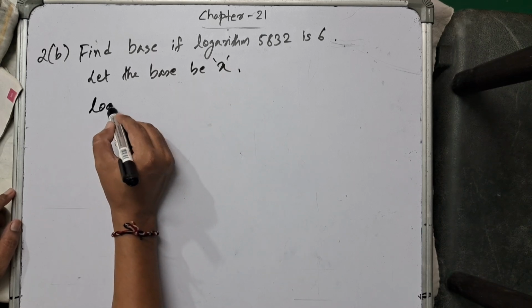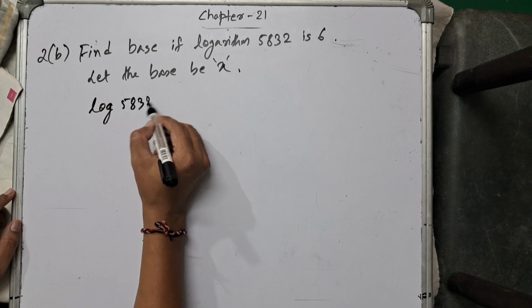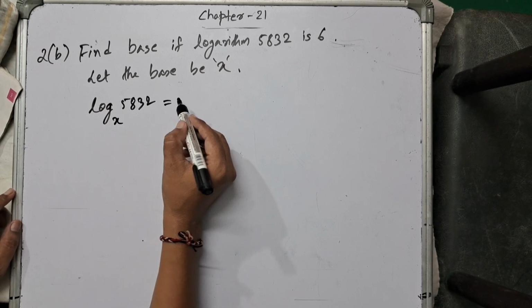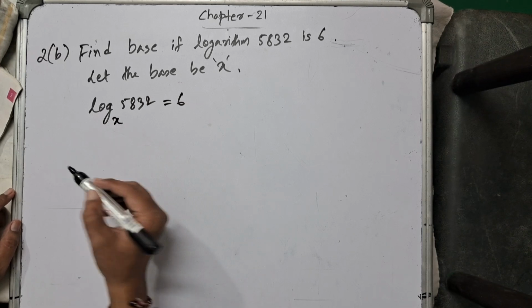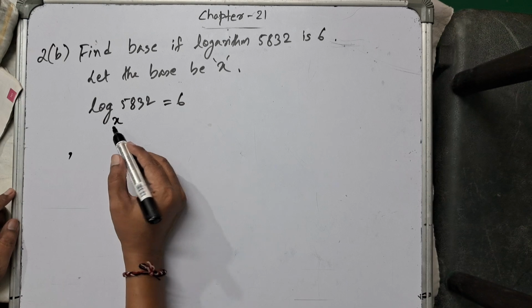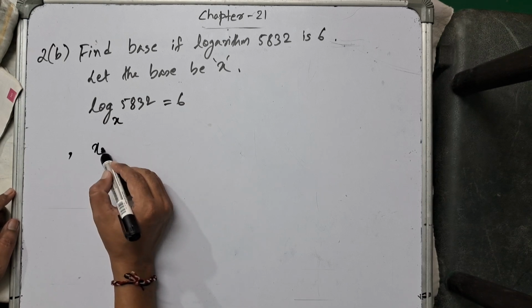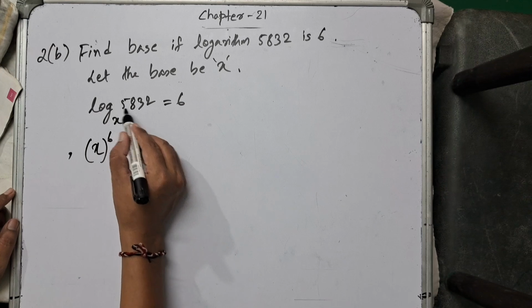Now we have log 5832 to the base x equal to 6. We are asked to find the base, the value of x. Okay. Now we convert this to exponential form. This base x we write here, this power will come here as x to the power 6 equal to 5832.